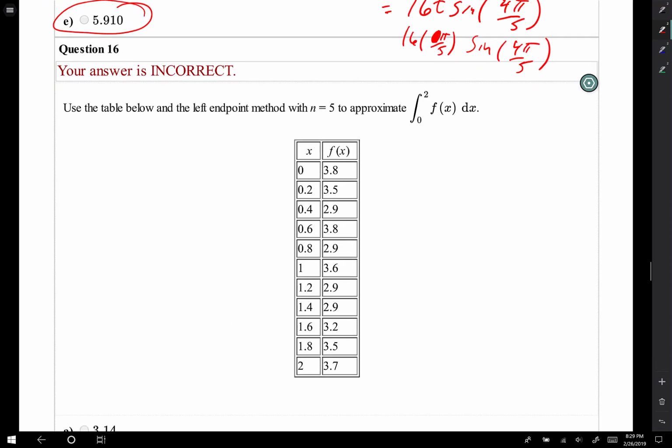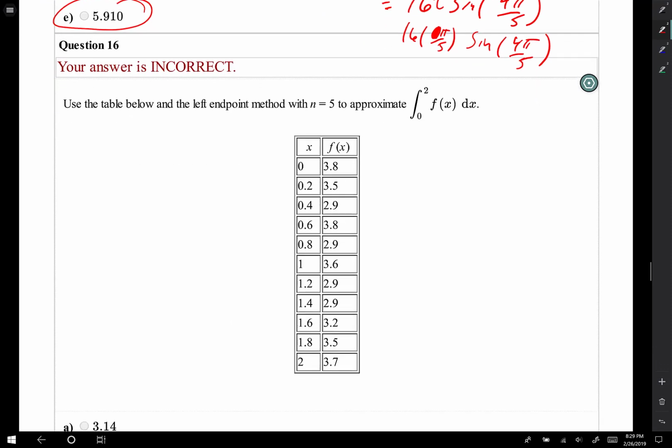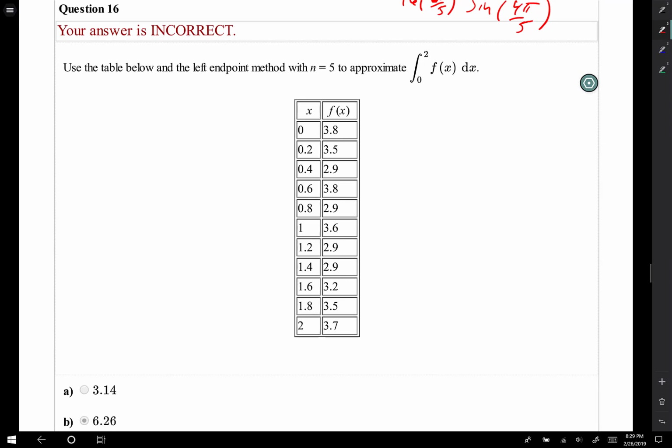Use the table below and the left endpoint with n equals 5 to approximate 0 to 2. Okay, so I can see here 1, 1.2, 1.4, 1.6. They're going by 0.2s. This n equals 5 means that they have 5 rectangles, so each rectangle is going to have to be 0.4. There's my first one, second, third, fourth, fifth. And you're using LRAM, so that means I'm using the leftmost point. That's the point I'm going to use.